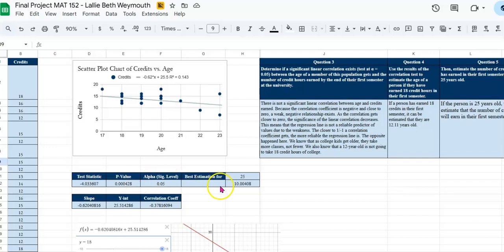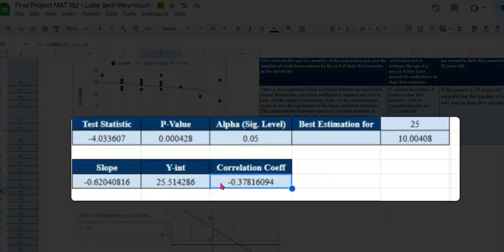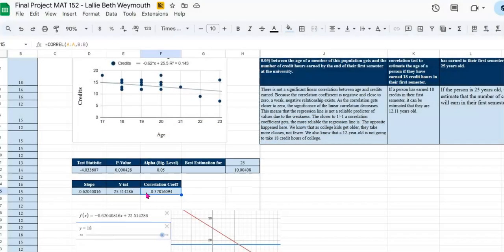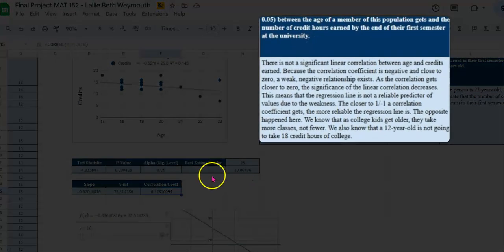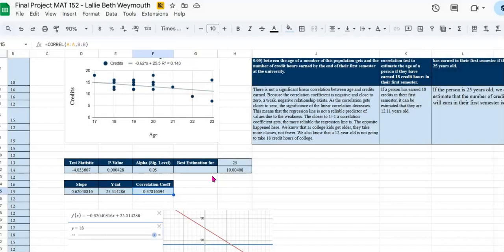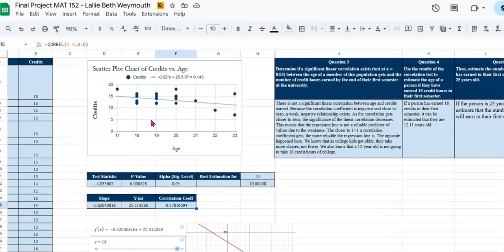We were able to determine with these values that there is not a significant linear correlation between age and credits earned. We can tell by our correlation coefficient: the closer it is to -1 or 1, the stronger the correlation will be. However, because our correlation coefficient is closer to 0 than to 1, it's not strong at all. It's actually negative, and as the correlation gets closer to 0, the significance of the linear correlation decreases. So the regression line is not a reliable predictor of the values due to this weakness. And we can actually see this come into play here.